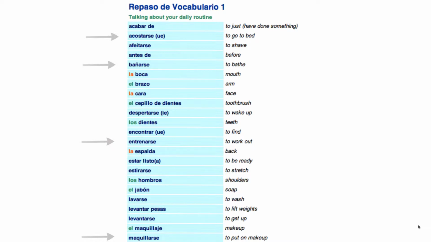Bañar has a se attached. Acostar has a se attached. Acostarse, bañarse, entrenarse. These are all AR verbs, but when we attach that se, that makes it reflexive. That means you're doing it to yourself. Look at the last word on this list, maquillarse. Most of the time when we put on makeup, we're putting on makeup on ourselves. Maquillarse. Again, put makeup on yourself. Take a look down this list. See what other reflexive verbs you can spot. What other verbs in this list are reflexive verbs?